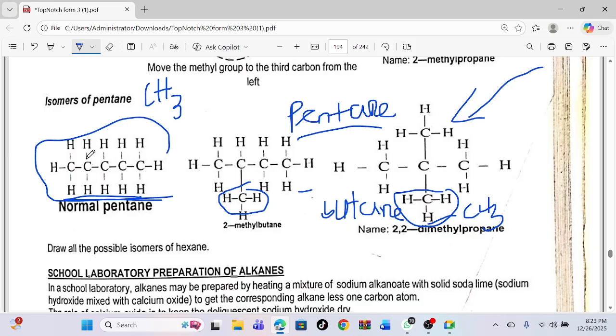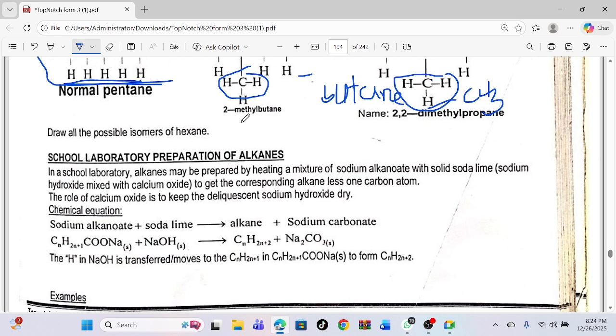Then the second C, it will have how many H? Iko na H2, CH2. The third C iko na ngapi? Iko na CH2. The fourth one also has CH2. Also the fifth one iko na CH3. And this is known as condensed formula.